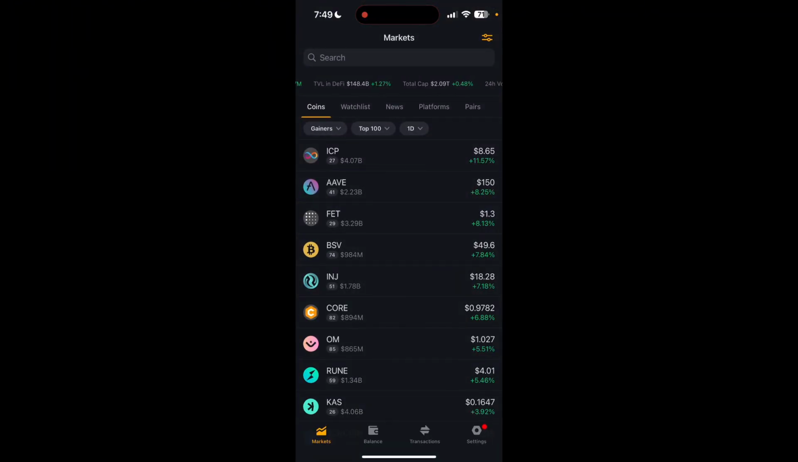So that is how you can view the market price in Unstoppable Crypto Wallet.